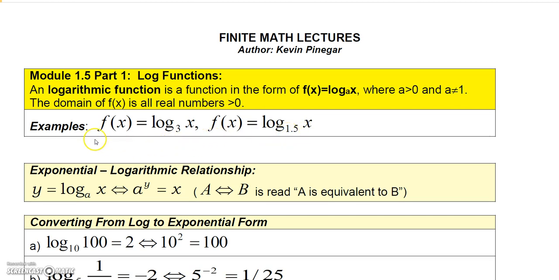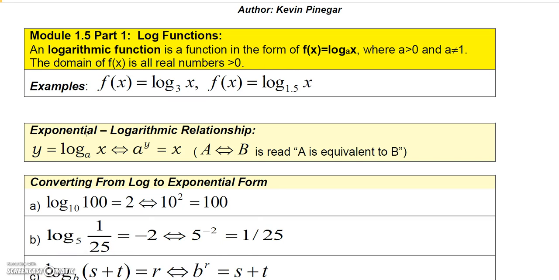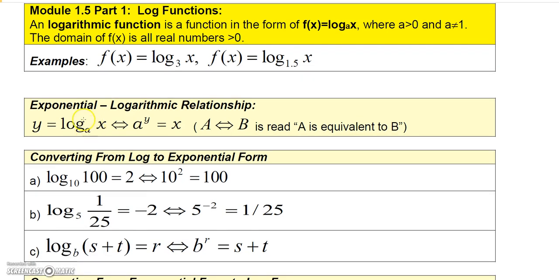Now, I tell my students, in order to understand a log, we need to connect it to something that we're familiar with, and that would be exponential functions. So to help you understand a log, it's important for you to memorize this relationship. If you have a log equation like this, where y equals the log of x base a, understand that that means the same thing as stating a to the y equals x.